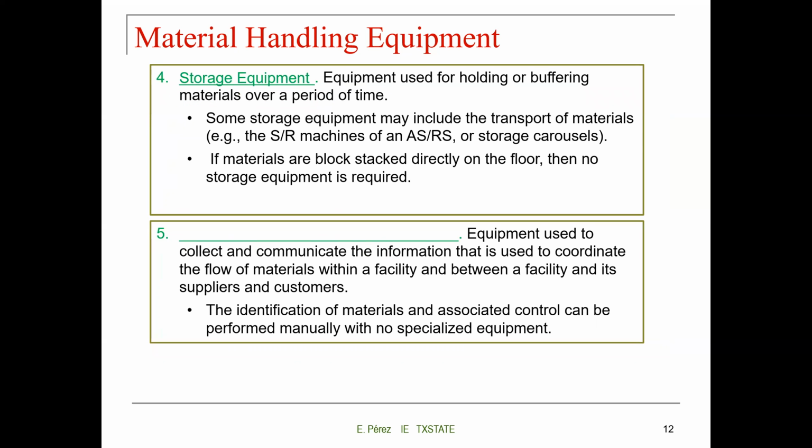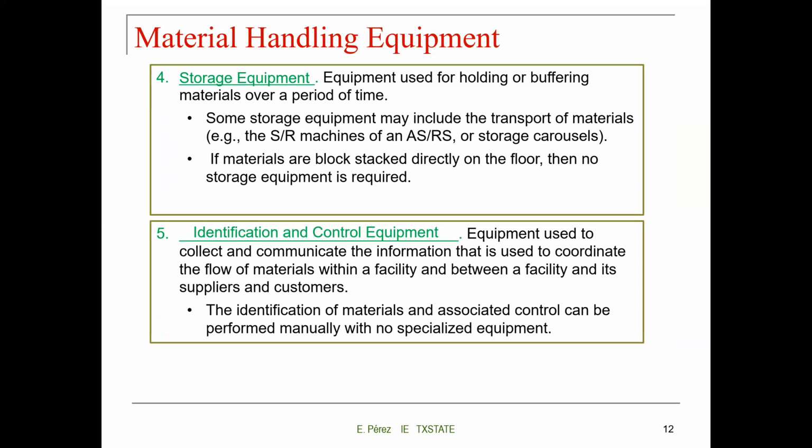Number 4 is the storage equipment. This is used for holding or buffering materials over a period of time. Some storage equipment may include the transport of materials, for example, the S/R machines of an ASRS or storage carousels. If materials are block stacked directly on the floor, then no storage equipment is required.